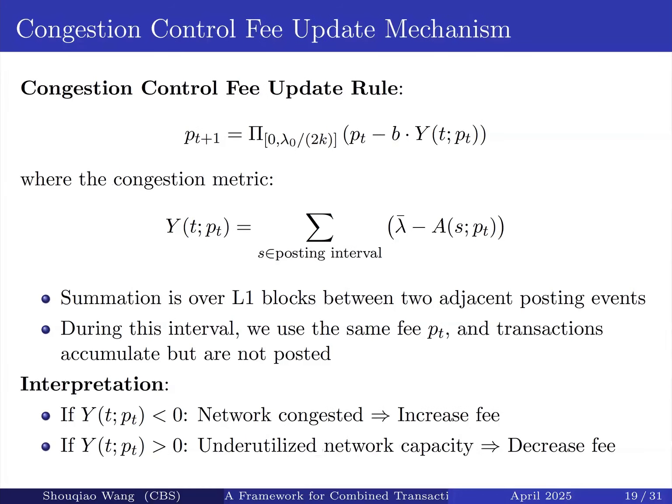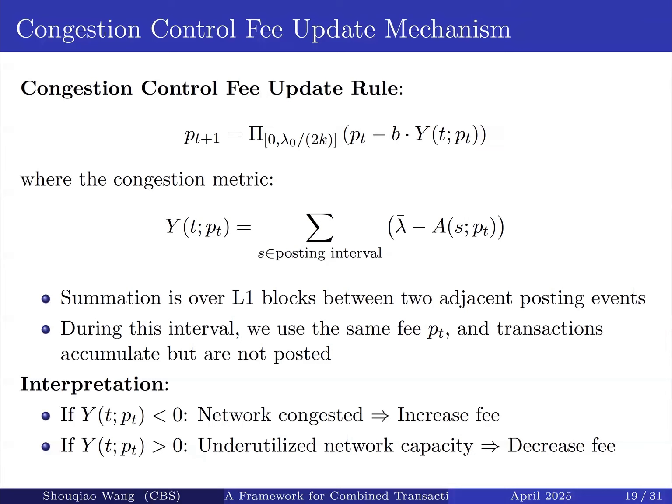So now let's look at the congestion control fee update mechanism. The fee adjustment follows a similar logic to budget balance, but focuses instead on managing network congestion. The key metric here is YTPT, which captures the difference between our target arrival rate and the actual observed arrivals. Again, this summation occurs over all L1 blocks between two consecutive posting events. During this period, the fee remains unchanged and the transactions accumulate but aren't yet posted.